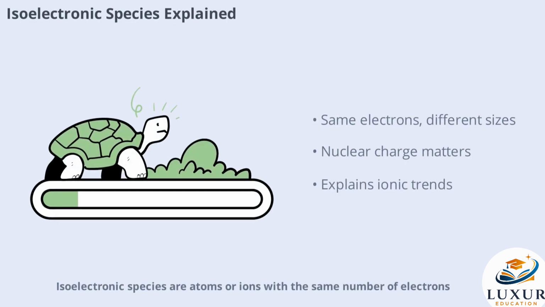Isoelectronic species are atoms or ions with the same number of electrons. For example, O2-, F-, Na+, and Mg2+ all have 10 electrons, however their sizes differ due to varying nuclear charges. The more positive the charge, the smaller the radius. Understanding isoelectronic species helps explain trends in ionic compounds and their properties.